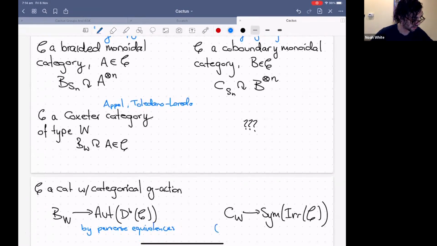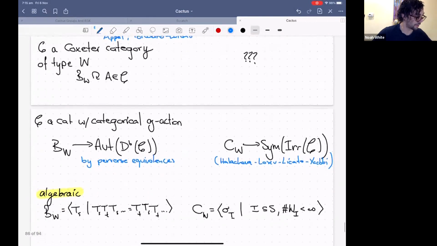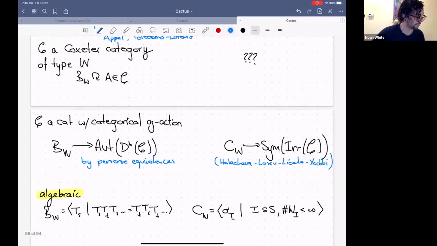And so this is by Halacheva, Losev, Licata, and Jacobi. Okay. And so then the last place I want to talk about where the cactus group comes from is algebraic. And so I'll give the definition of the cactus group.